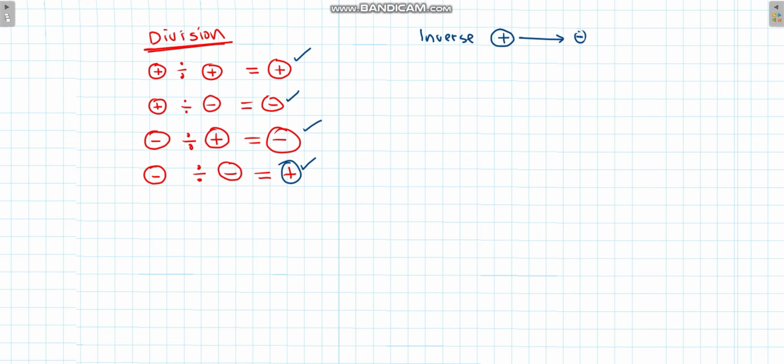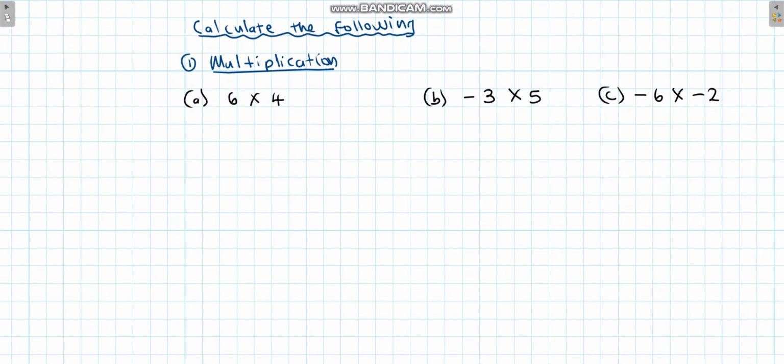Okay. So now we know that when it comes to my operation signs, the operation inverse of positive is minus, and the operation inverse of minus is what? Positive. When it comes to multiplication, multiplication goes with division. So the inverse of multiplication is division. Then the inverse of division is multiplication. Okay. Now let's do our questions.